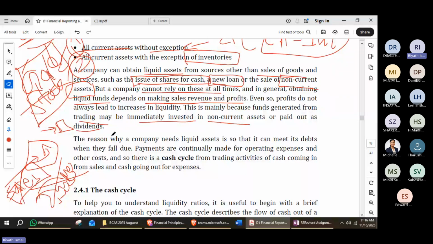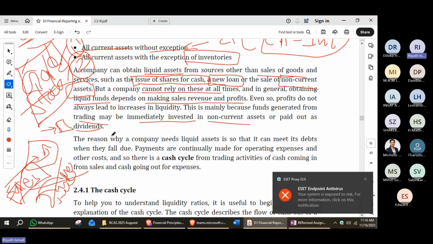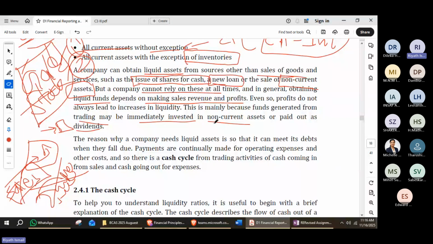Sometimes what people do is make sales and generate cash. That cash should be used for working capital, right? Buy other inventories and pay salaries. Rather than that, some people mismanage: they buy non-current assets or pay dividends. It is not ideal.